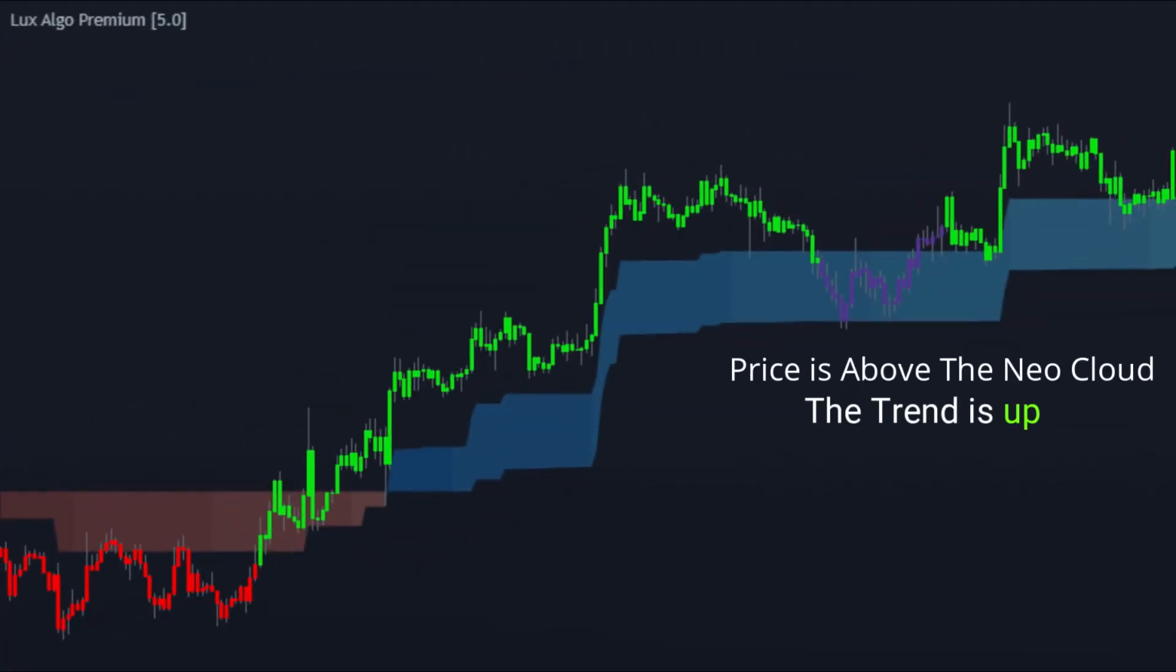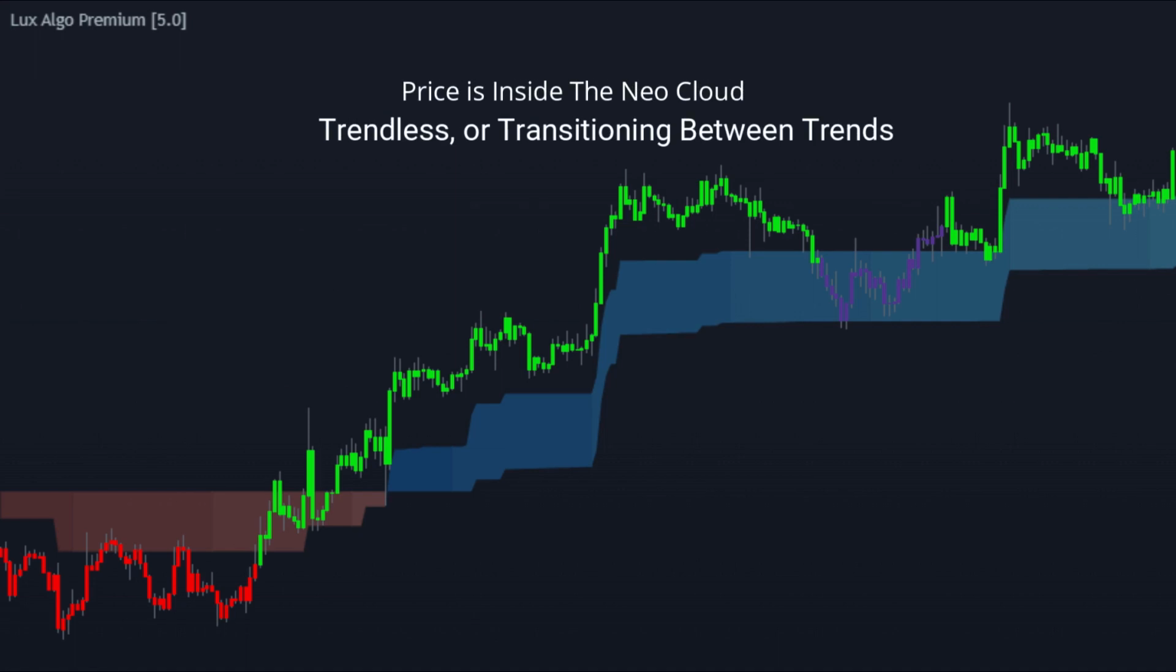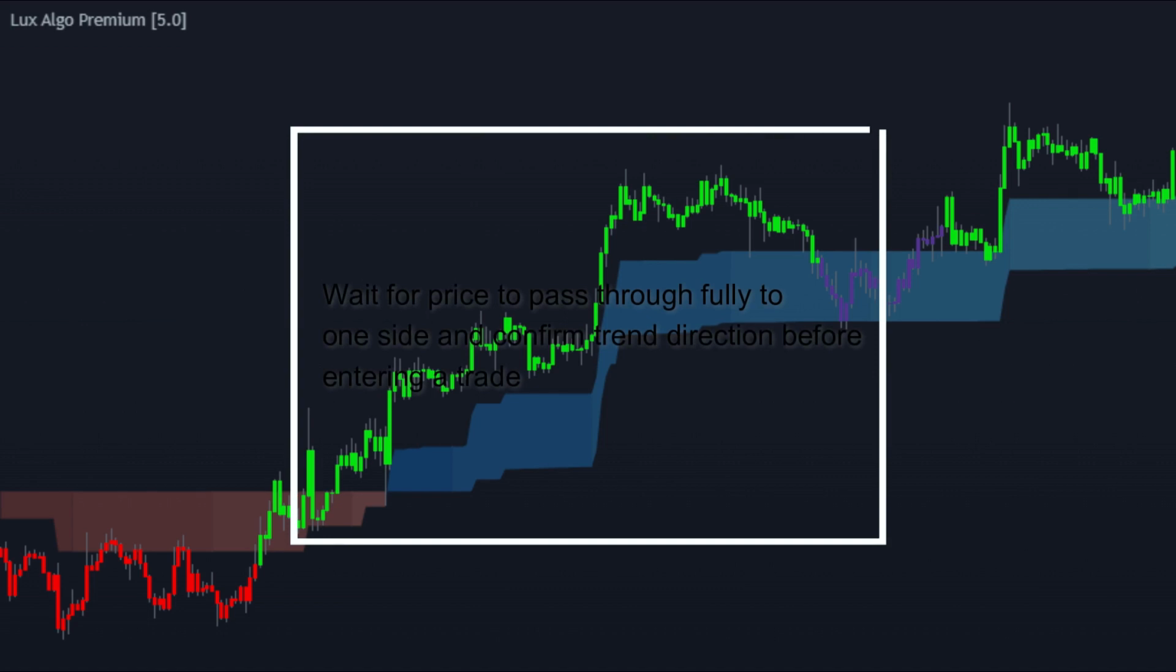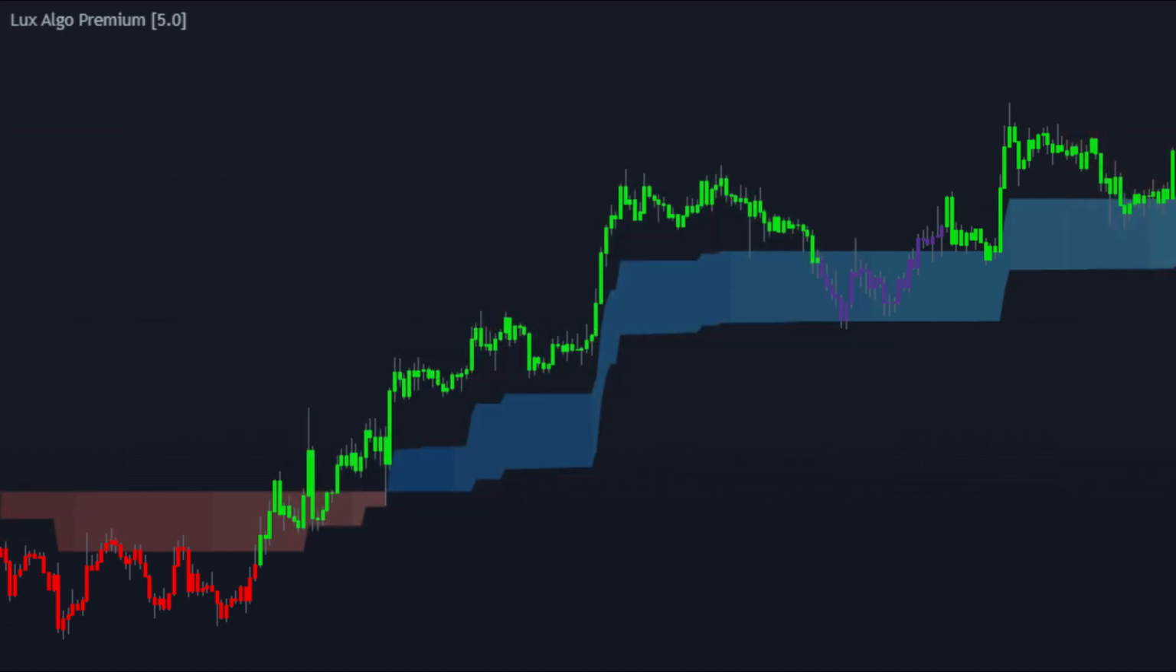When the price is above the NeoCloud, the trend is up. When price is below the NeoCloud, then the trend is down. When price is inside the NeoCloud, we treat this as trendless or transitioning between trends. We would advise that you take care during this time, even recommending that you wait for price to pass through fully to one side and confirm trend direction before entering a trade. This is because we advise our members to take trades in the same direction as the trend.